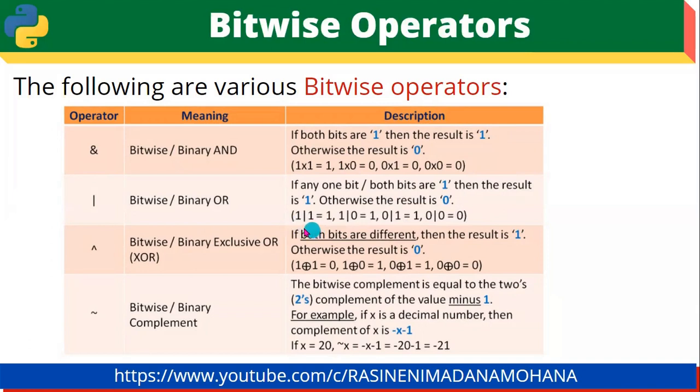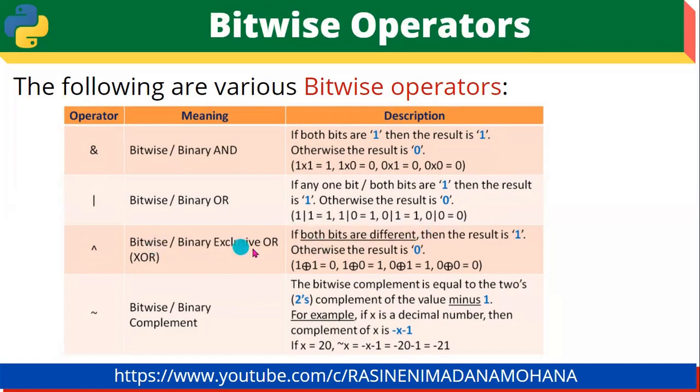Here you can see 1 or 1, both are 1, so the result is 1. 1 or 0, one bit is 1, so the result is 1. 0 or 1, one bit is 1, the result is 1. 0 or 0, both are 0, the result is 0. Only when both are 0, the result is 0. In all the remaining cases, the result is 1.